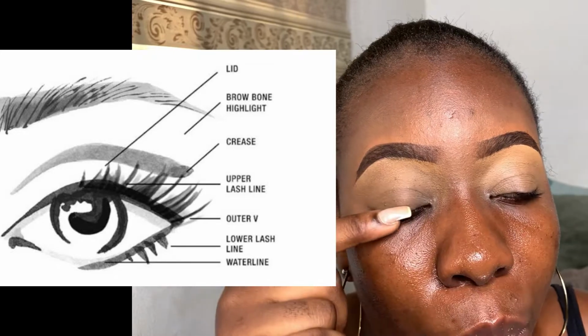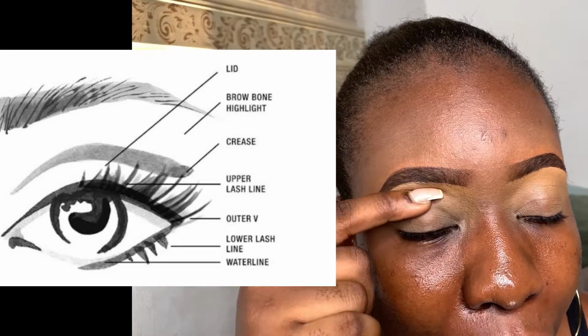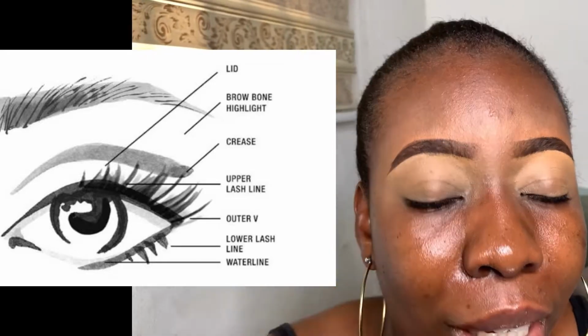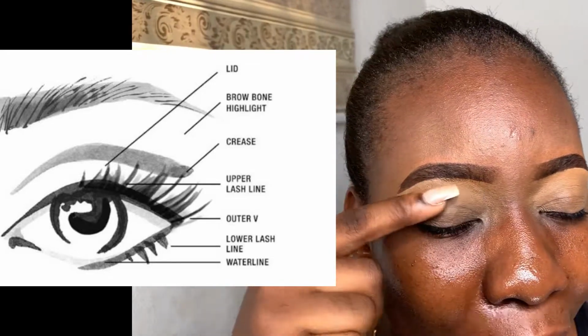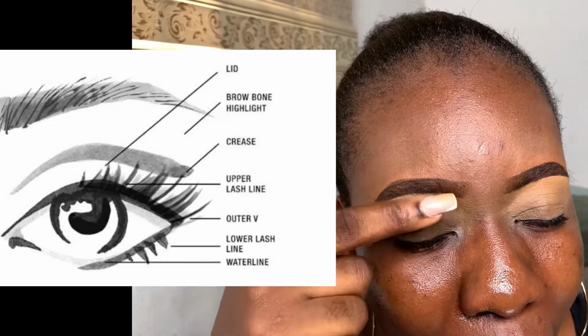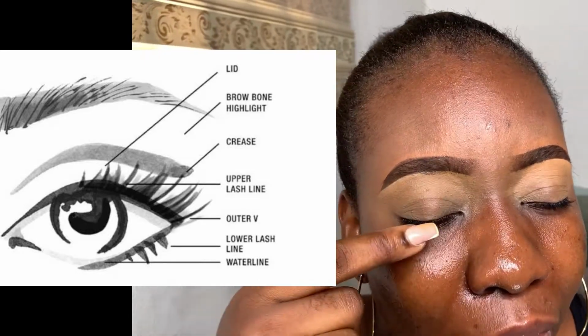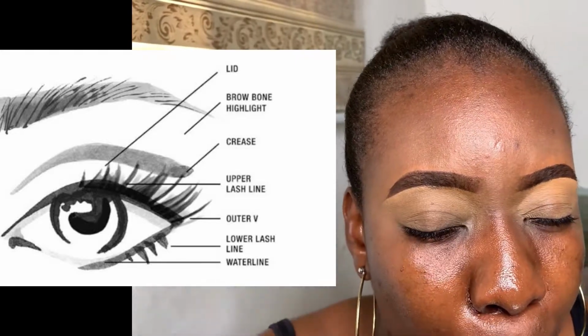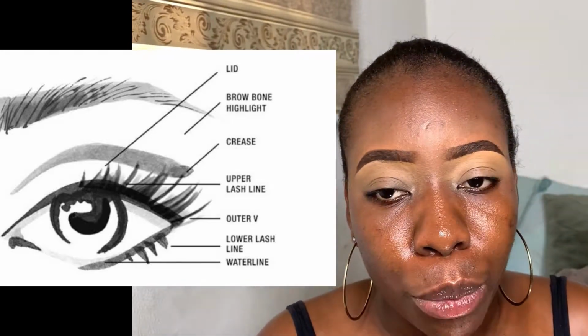From the crease downwards is your eyelid, and from the crease upwards is your brow bone. Let's do it again. Identify your eye socket. If you can identify your socket, that is called the crease. From the crease downwards is your eyelid. From the crease upwards is the brow bone. It is that easy, I promise you.